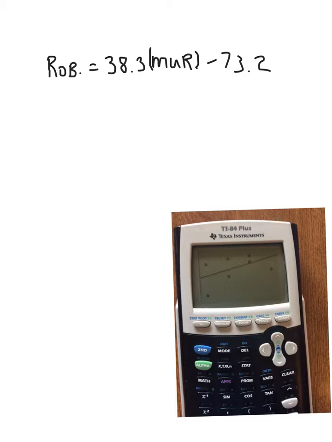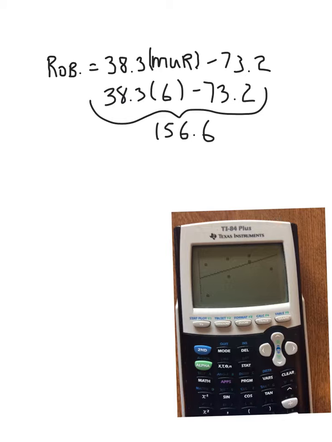Now if they asked you to predict how many robberies are going to occur if there are 6 murders during that year, let's do that. So this is a prediction. If I plug in 6 and crank out the numbers, our prediction, based on our least squares regression line, is 156.6 robberies. Remember, that's a prediction, y hat.